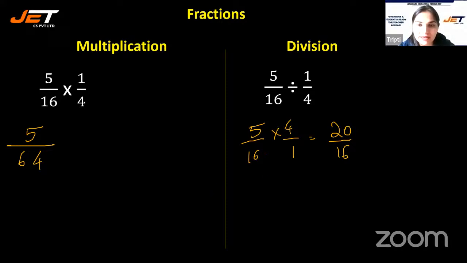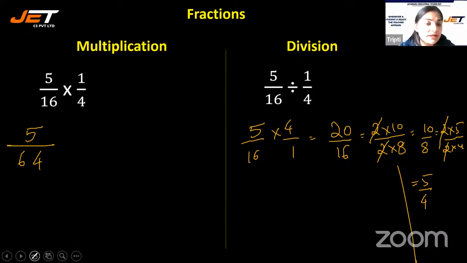Let's simplify it. So I can write 20 as 2 times 10. And 2 times 8 is 16. Cancel, cancel. 10 by 8. This can be further simplified. 2 times 5 and 2 times 4. So 2 cancel. This is 5 by 4.